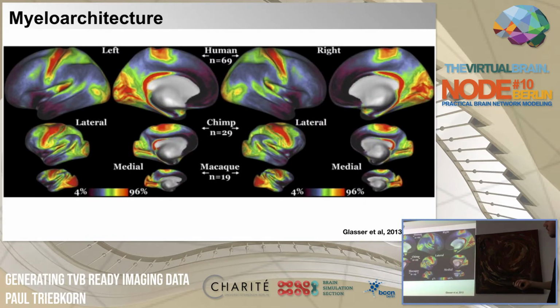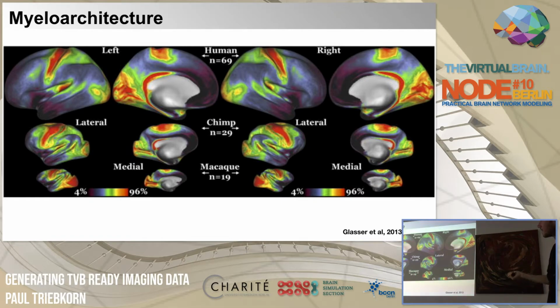This is a myelin map on the cortical surface of a human. The top row is humans, left and right from medial and lateral view. What you see is that we have much myelin in these primary sensory and motor areas, in auditory and visual cortex, and less myelin in higher cognitive areas.